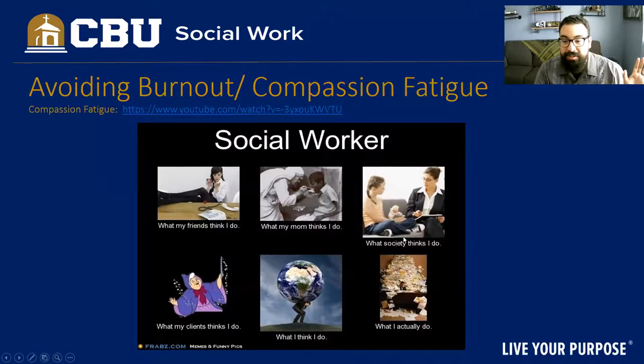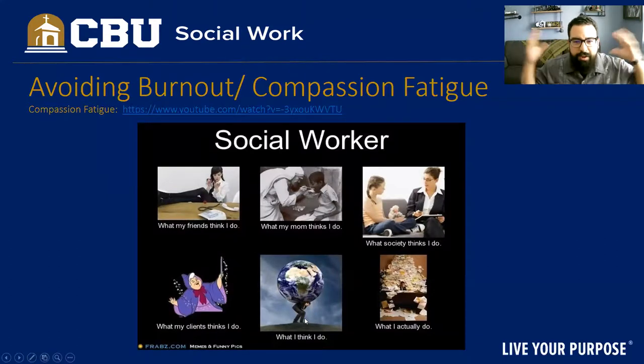What society thinks you do, you're so nice, you're a counselor and all of that kind of stuff, right? What your clients think you do, they think you're like the fairy godmother, you're able to wave a magic wand and just change life for the better. What you think you do is you're carrying the weight of the world, right? And then what you actually do is you're buried in paperwork all the time.